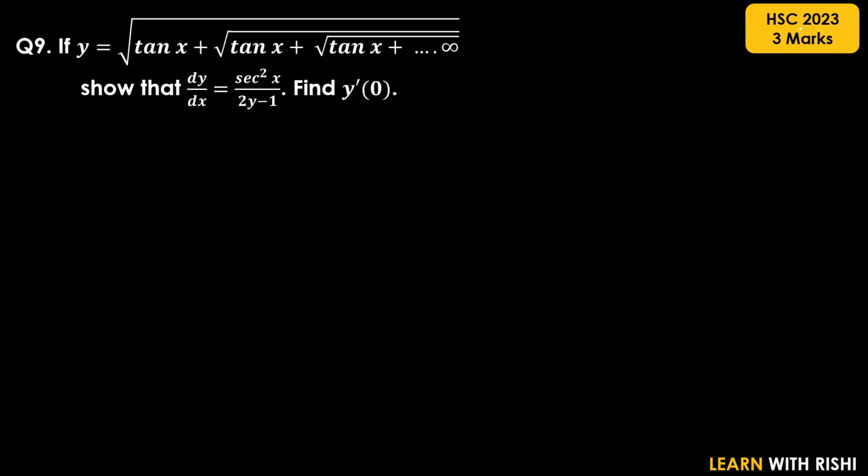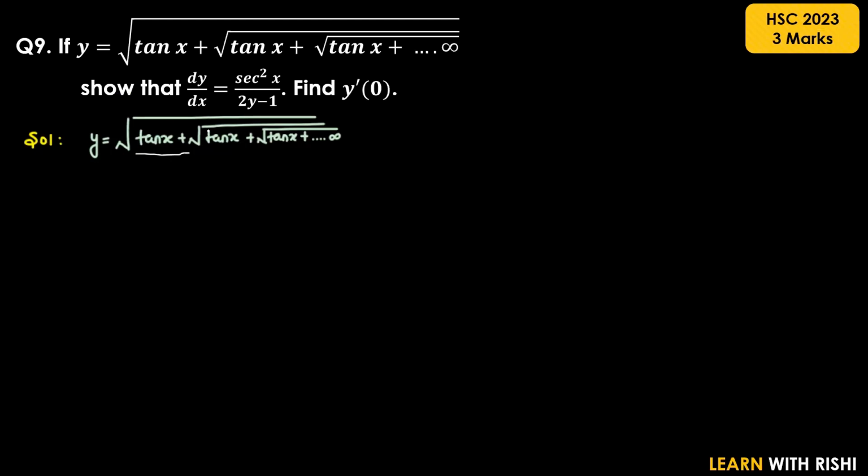Again, this is a PYQ of 2023, which is asked for 3 marks. So we have given y is equal to root of tan x plus root of tan x plus root of tan x up to infinity. And we have to show that dy by dx is equal to sec square x upon 2y minus 1. And also find y dash of 0.